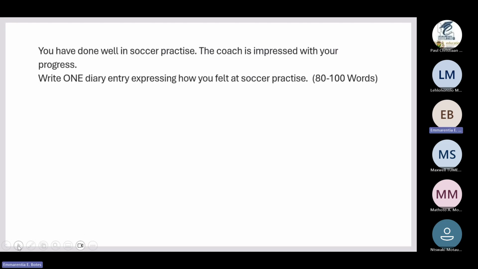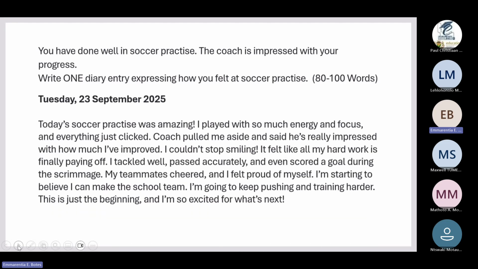Let us look at an example. So this is an example of a topic that you can be given. You have done well in soccer practice. The coach is impressed with your progress. Write one diary entry. Important, please always follow your instructions. One diary entry expressing how you felt at soccer practice. And do you see it's 80 to 100 words. So minimum words 80 and the maximum 100 words.